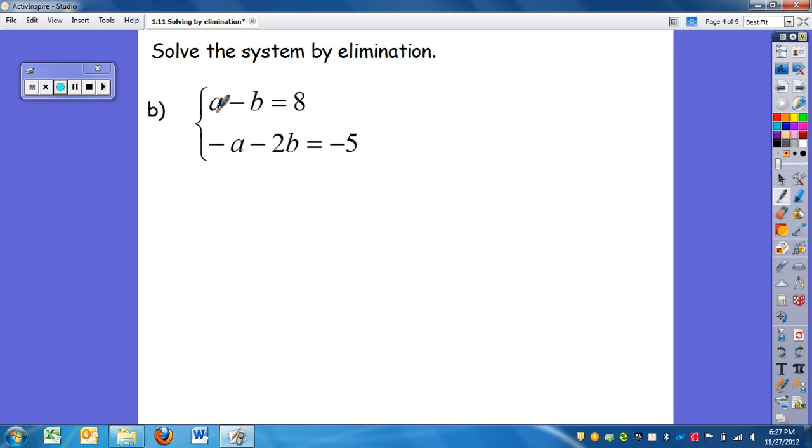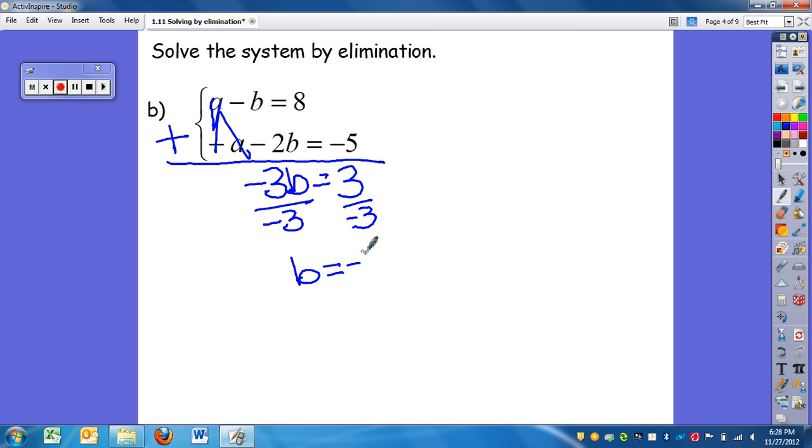So in B, again, notice we have our first criteria that the variables line up. We have the a's and the b's, the equal sign, and the numbers. And then we have to look to see if we have a variable opposite. We have an a and a negative a. Those are opposite of each other, 1 and negative 1. The b's are not, and the numbers we don't worry about right now. So I can just go ahead and add these two equations. So a plus negative a, that's 0. So we don't need to worry about that. Negative b plus negative 2b, that's negative 3b. And then 8 plus negative 5 is 3. Divide by negative 3.